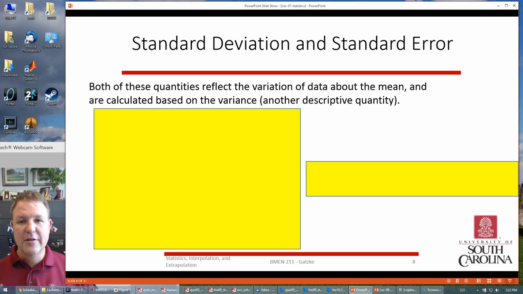Standard deviation and standard error are more interesting because they tell you about how uncertain or what the variation in your data is around the average value.